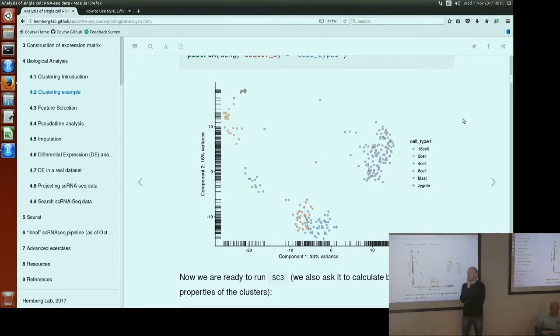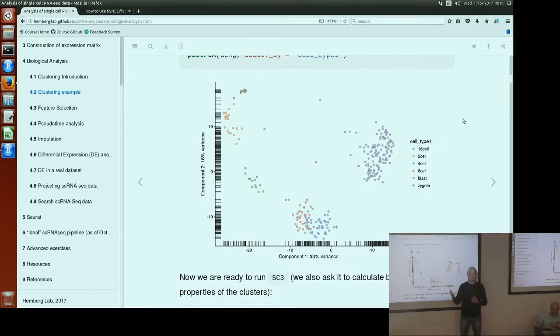So the question is, when you have your real data set and you don't know the cell types, what would you do? The answer is that here we know the cell types, and we use them just for demonstration purposes. I'm using this information to show you how the data set looks, and also I can calculate the accuracy of the clusterings of different methods because I know the ground truth.